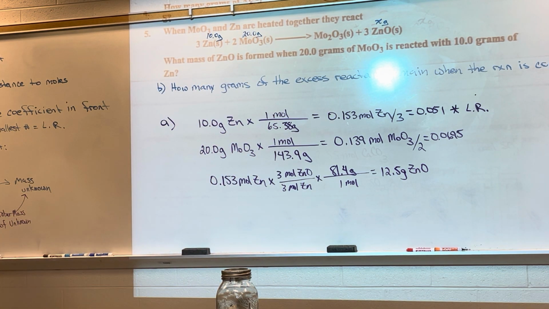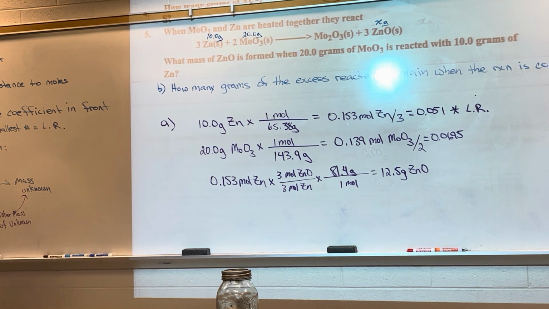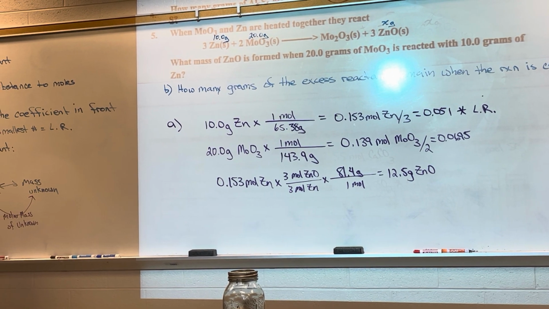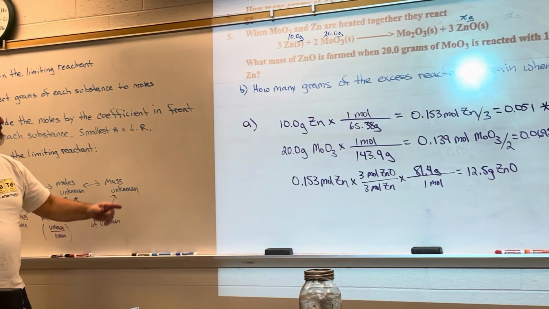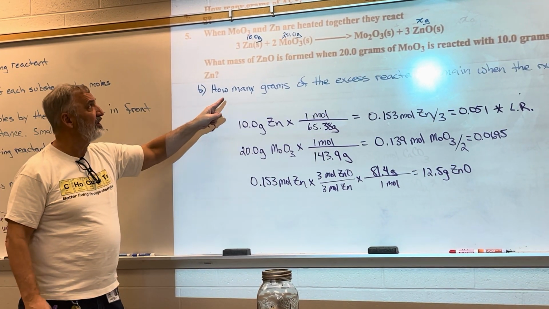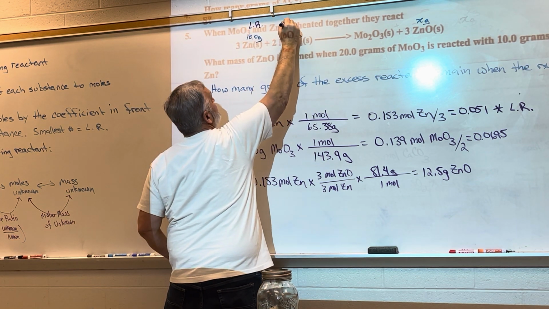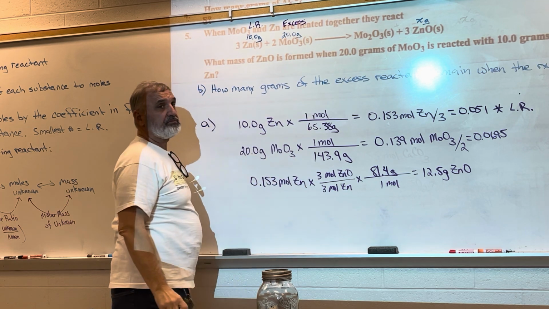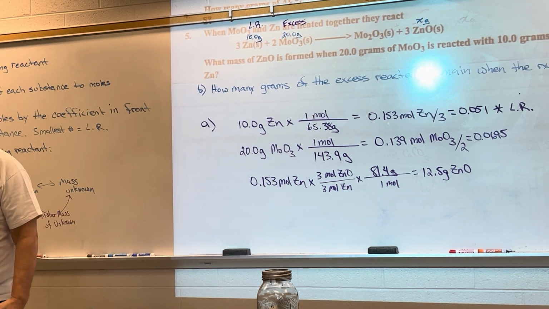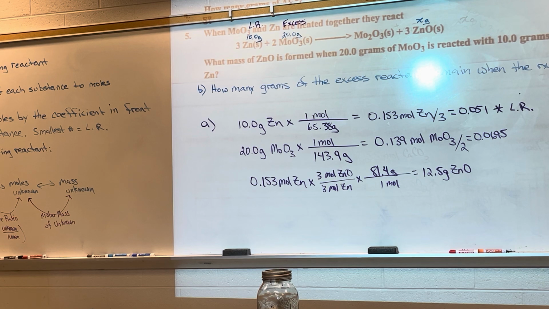Now, we only have 5 minutes left, but this 5 minutes is very important, so we need to zone in, lock in. Okay? Because the next question is, how many grams of the excess reactant? Well, I determined that this is my limiting reactant, which means that this one is my excess. So did all 20 grams get used? No. So there's some left over at the end, just like there's some candle left over when the oxygen ran out. How can I figure out how much MoO3 is left?